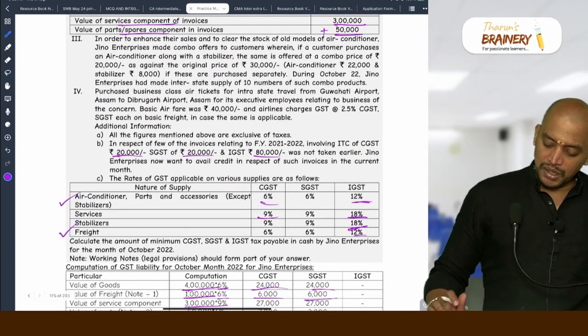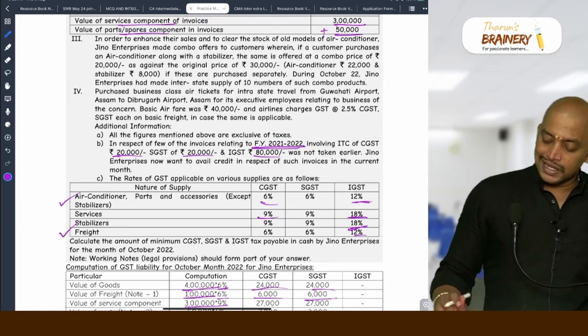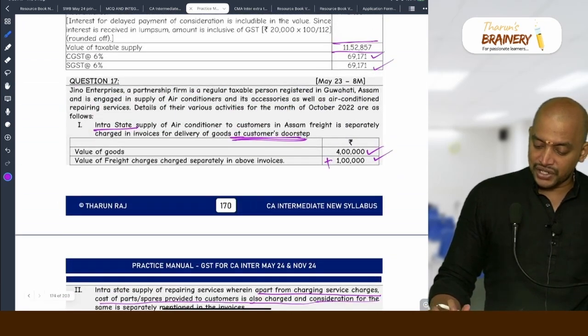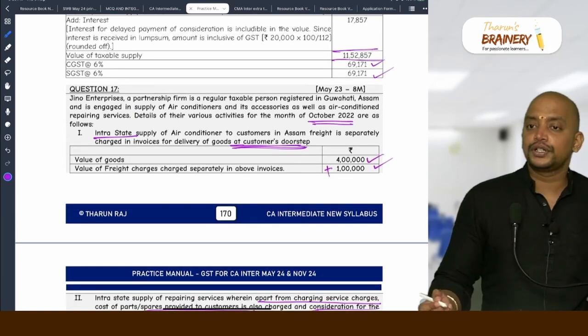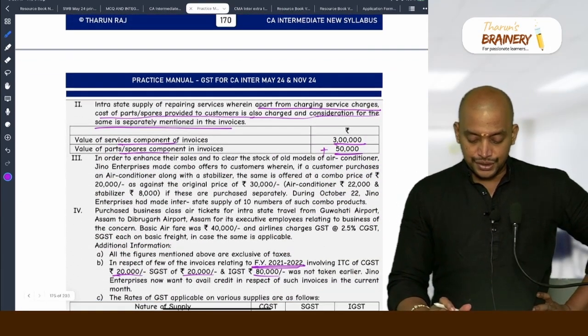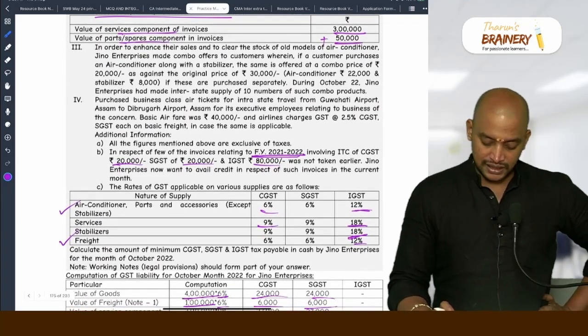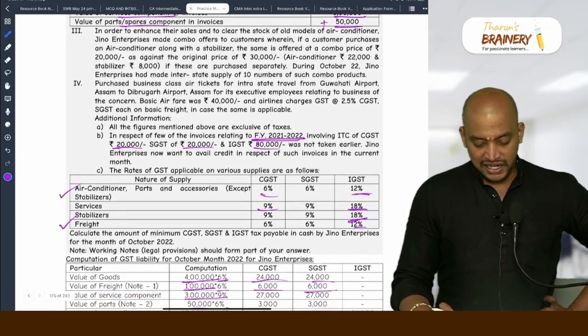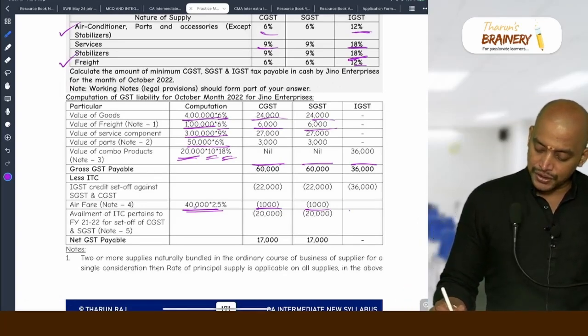So, what is the time limit by which we need to avail ITC? You tell me. Financial year 21-22: 30th November of the succeeding financial year or date of filing annual return, whichever is earlier. We are still in October 2022. So, the time limit for availment of ITC has not expired. Due to that reason, we can definitely take this ITC. So, take this 80,000 also.